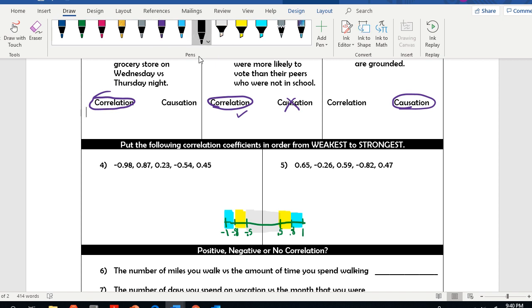Okay, so what I'm going to show you is that anything that's in this area is weak. Let's get this out of here. That's weak. There we go, weak. Anything in yellow is moderate. Anything in blue is strong.